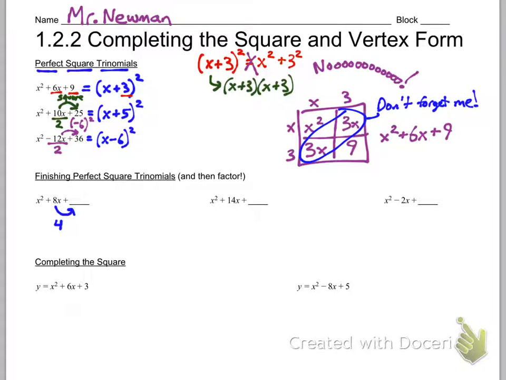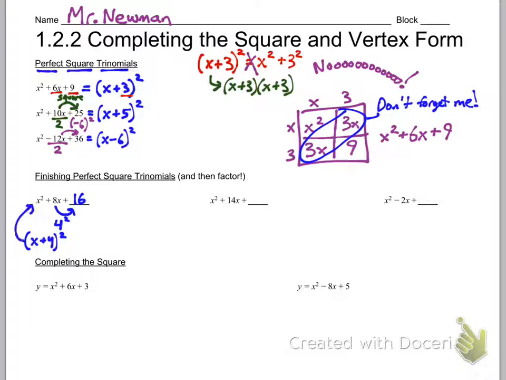So what if we want to finish a perfect square trinomial? Let's say I only gave you the first two terms. What you would do is divide the coefficient of the middle term, the 8 in 8x, by 2. You get 4. When you square it, you get the last term, 16. And if you don't believe me, write down (x + 4) squared and multiply that out.